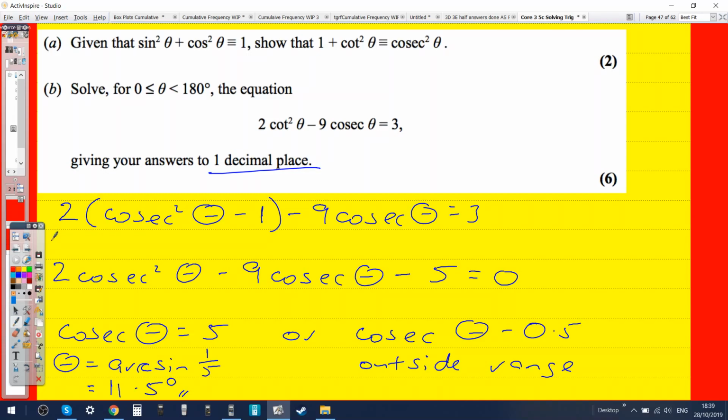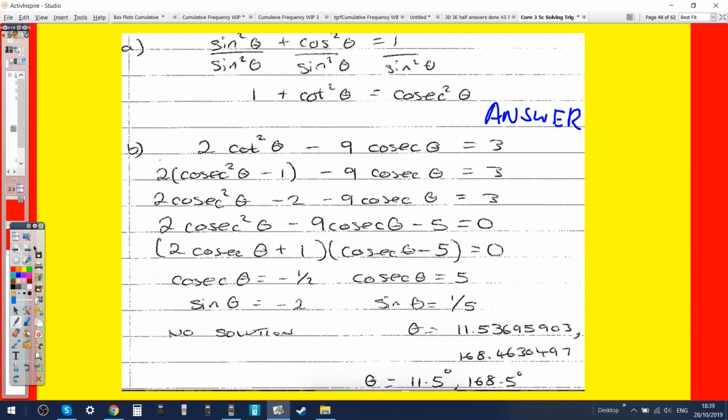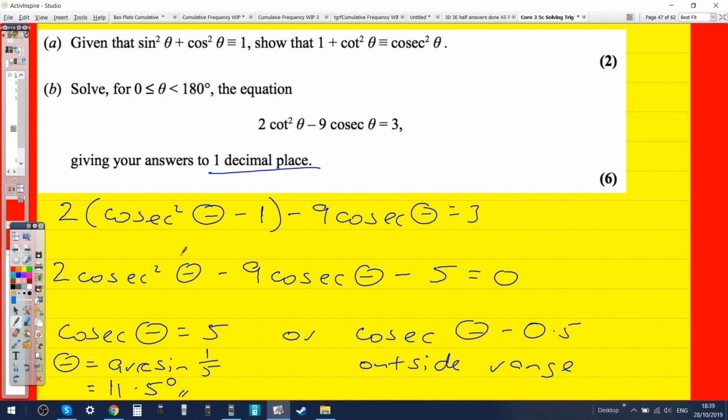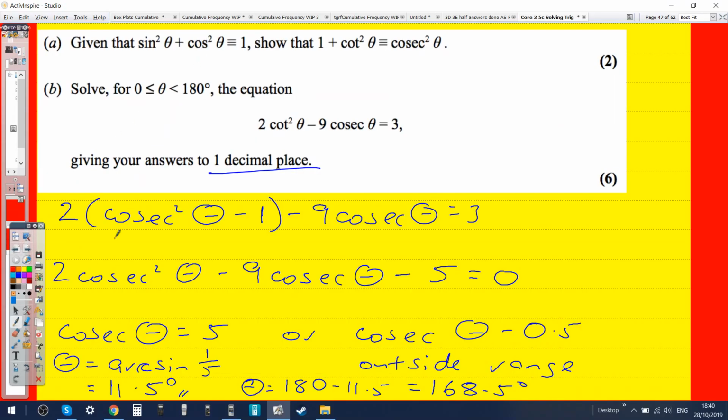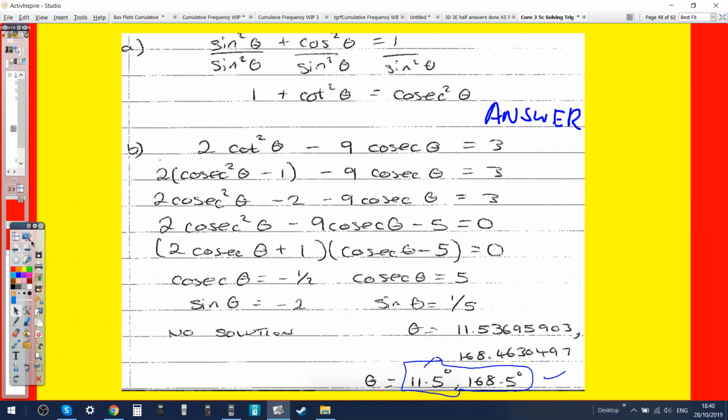And there's only going to be one value up until 180. Actually, no, there are two. It's 180 minus 11.5, which is 168.5. So 11.5 and 168.5. That's great. Do you know how to do part A?